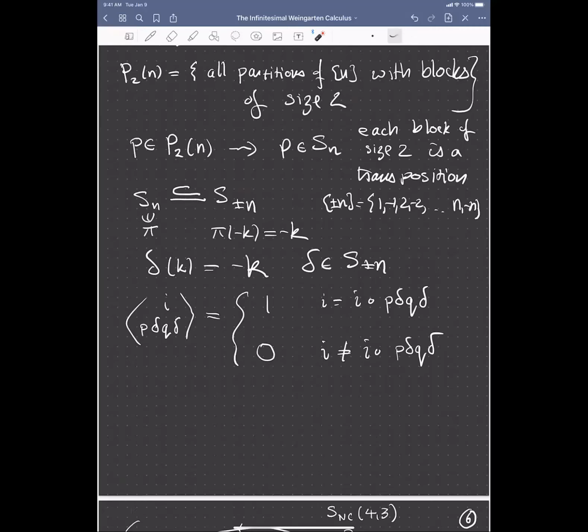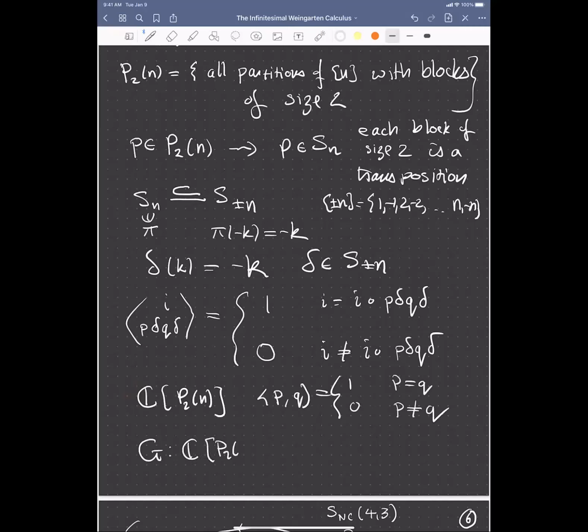So you do the following thing. You make a vector space by taking the pairings as a basis. And then you make them an orthonormal basis, give it an inner product. So we say that the inner product of P and Q is 1 if P equals Q, 0 if P not equal to Q. So we make it into a Hilbert space, and we define a mapping. Let's call it G, from this space to itself.